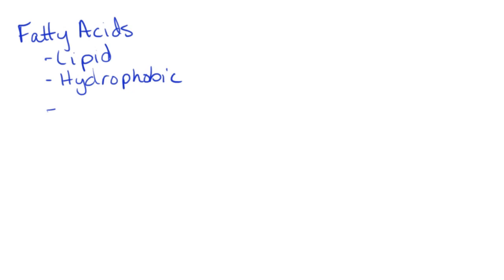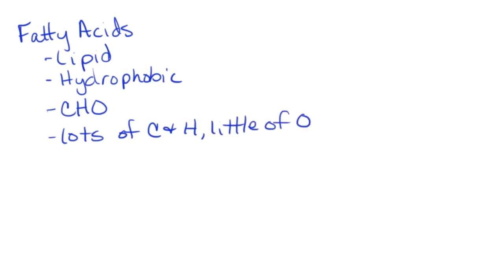made up of the same elements as the carbohydrates. So they do contain carbon, hydrogen, and oxygen, but this is going to be in a different ratio or proportion than what we had with the carbohydrates. So what we'll find is that we're going to have lots of carbon and hydrogen, but we're going to have little of the oxygen here.